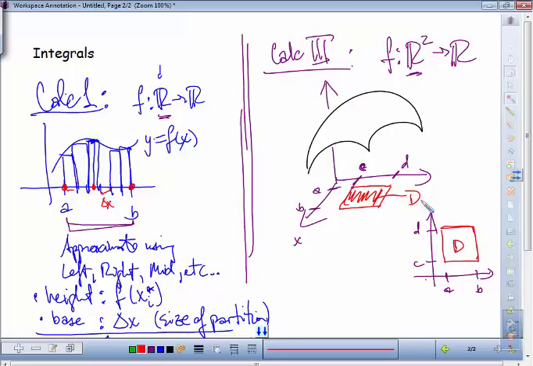Sometimes they call it R for region. So either way you call it, it's a region. It's a two-dimensional region. So what is somebody supposed to do with this information?